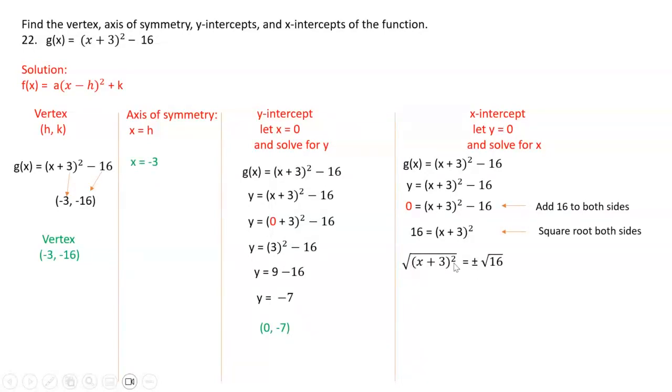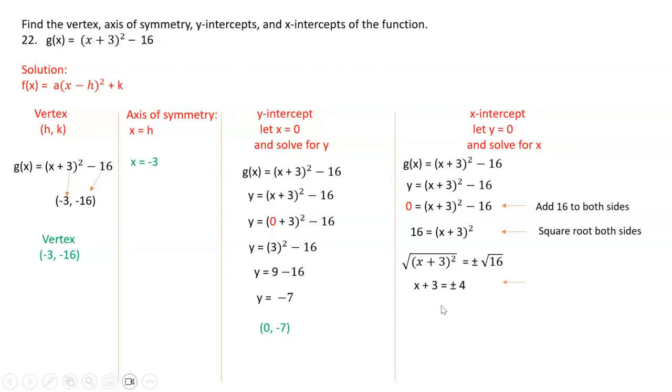Every time that we take the square root of something, if we take the even root, you put plus or minus. If it was the odd root, you don't put plus or minus. In this case, it was an even root because it's a square root. So the square root cancels the square, so we have x plus 3 equals plus or minus 4, because the square root of 16 is 4.